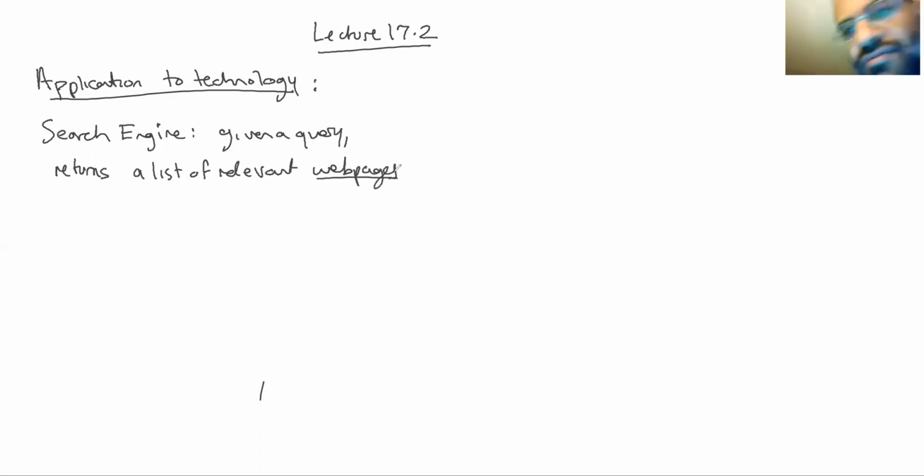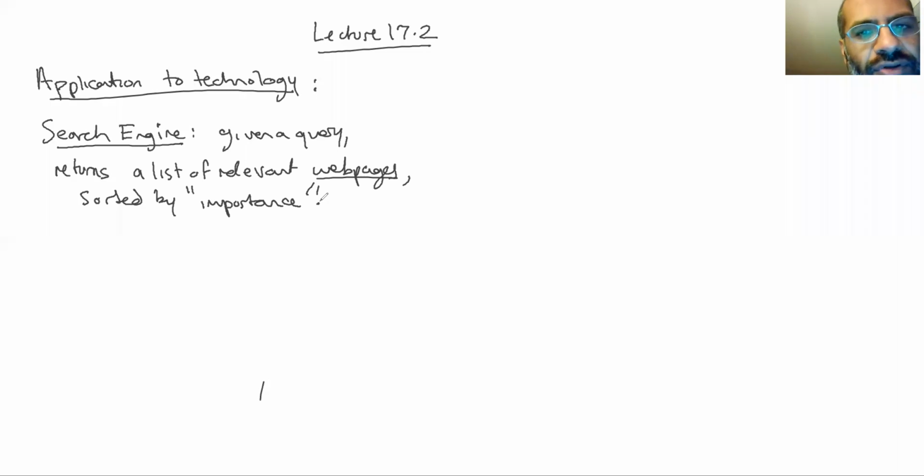But you don't want to just list everything on the internet that has something to do with your query. You want to sort them according to importance. So you want to list the most important ones at the top, whatever that means.